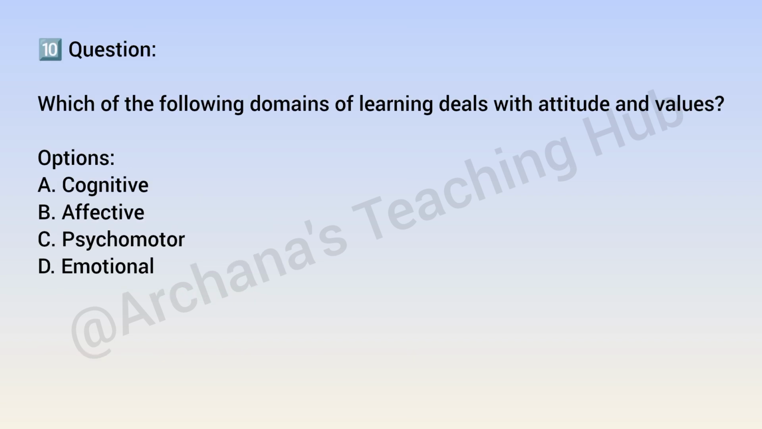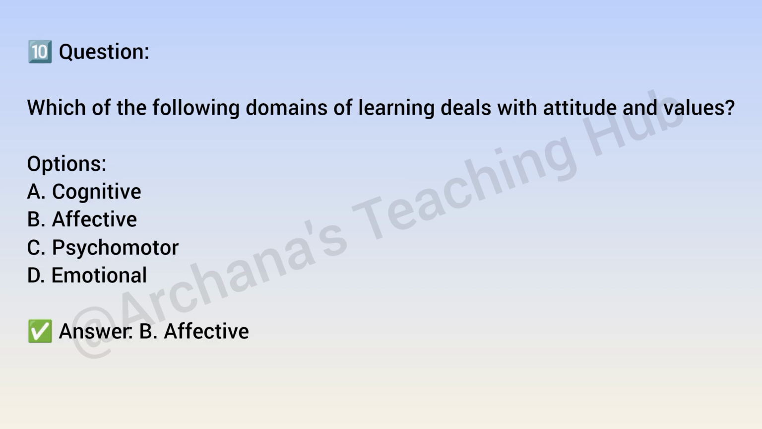Question number 10. Which of the following domains of learning deals with attitude and values? Options: A, cognitive; B, affective; C, psychomotor; and D, emotional. Answer is B, affective. According to Bloom's taxonomy, cognitive is knowledge, affective is attitude and value, psychomotor domain is physical skill. The affective domain helps build positive attitude and values.